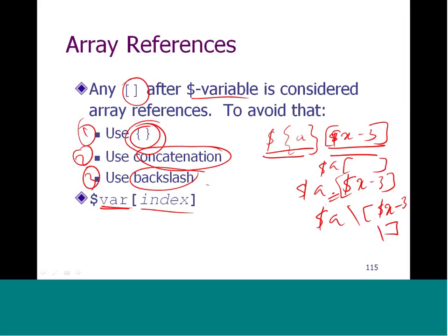The first one is to use the brackets essentially. So that's what we mentioned. If $a is a scalar variable, we use $ in brackets a to distinguish it between a scalar variable and an array with an index. And then use like $x minus 3.